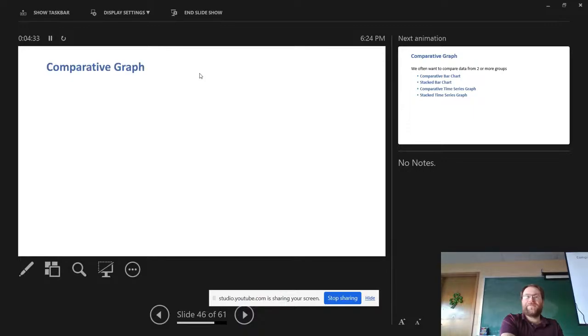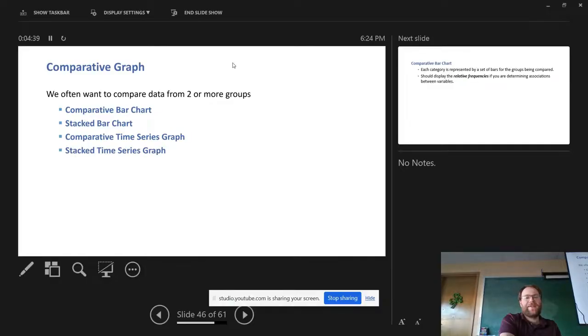Graphics in the media. Oftentimes, when you see things in the media, you're going to see graphs that compare each other. So in other words, think bar charts that are going to have two or more on the same chart to show a comparison between them. And same goes with time series graphs, or really any of the other types of graphs.